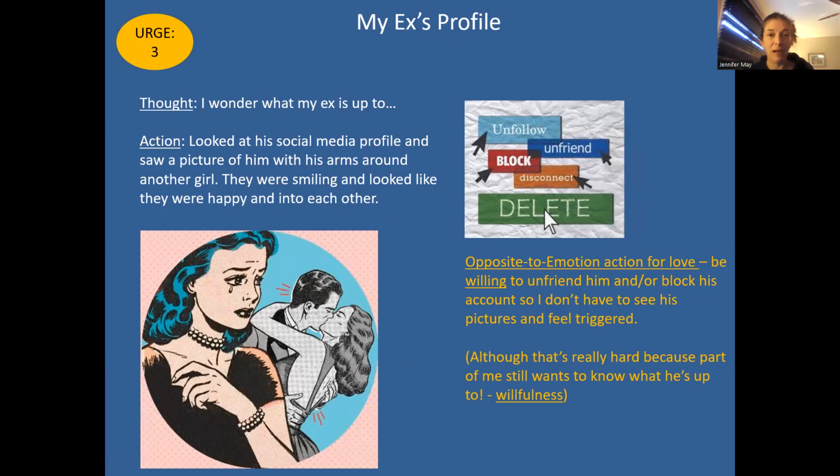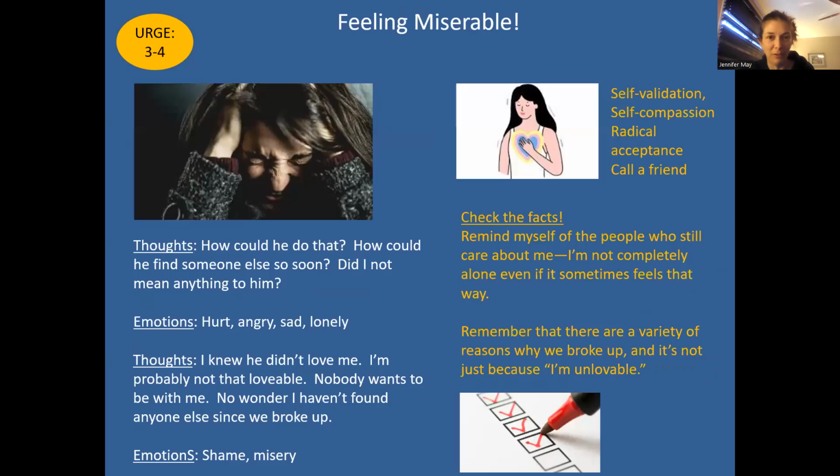But in general, maybe you have to do some opposite to emotion action for love and discipline yourself to not look up that person. Maybe block his profile or delete it, or delete his number, or tell your friends not to tell you stuff about him if they still have some connections. Because it's going to be hard to control how you feel once you find out about what's actually going on. So try to examine what that's all about and maybe take some opposite to emotion action to not go with it and look them up. Okay, so that's an important step here.